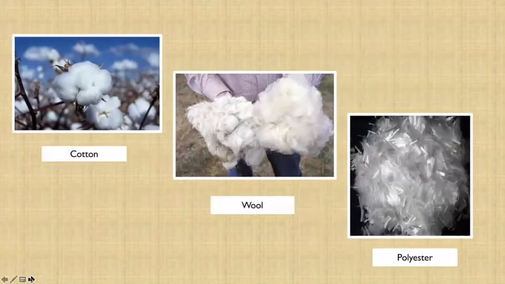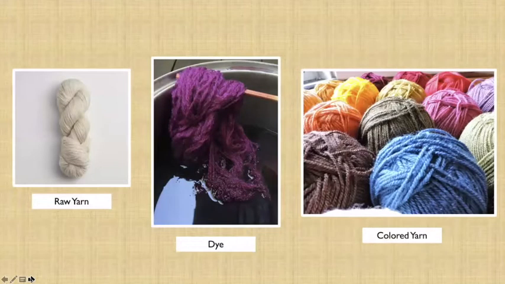Most yarn is made from cotton or sheep's wool. Other kinds of yarns are made from synthetic fibers like polyester. After fibers are spun into yarn, the yarn is usually a white or gray color. Yarn can be dyed to take on just about any color imaginable.